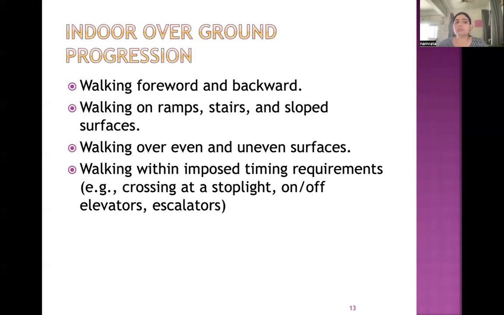Then indoor over ground progression. In that, first, we will make our patient walk forward and backward, as we discussed earlier, then walking on ramps, stairs, and slope surface. So, as I told you, every time it will not be a smooth surface. So, we have to train our patient to walk on the slope also and stairs also. So, upstairs and downstairs, uphill and downhill, both are important in the gait training.